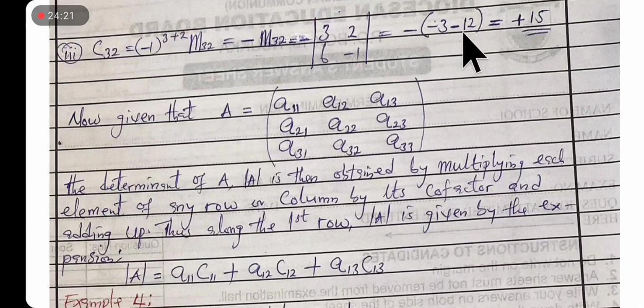Then we operate with this bracket first. Minus 3 minus 12 is minus 15. Minus 15 times minus is plus, because minus times minus is plus. So that is how we get this.